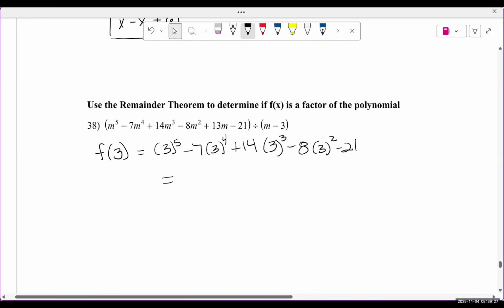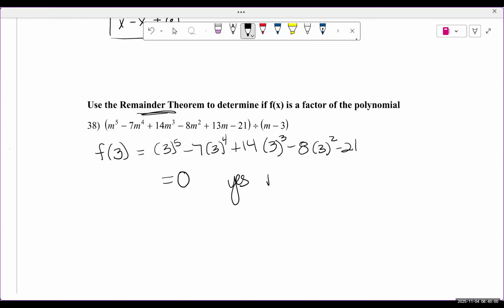Number 38, you need to get good at practicing this. So we are going to use the remainder theorem. That means if I take +3, substitute that in for all the m's, if it comes out 0, then the remainder is 0, which means yes, m minus 3 is a factor. So you're going to plug this into your calculator and you're going to get 0, which means yes, the remainder is 0. Therefore, yes, m minus 3 is a factor.